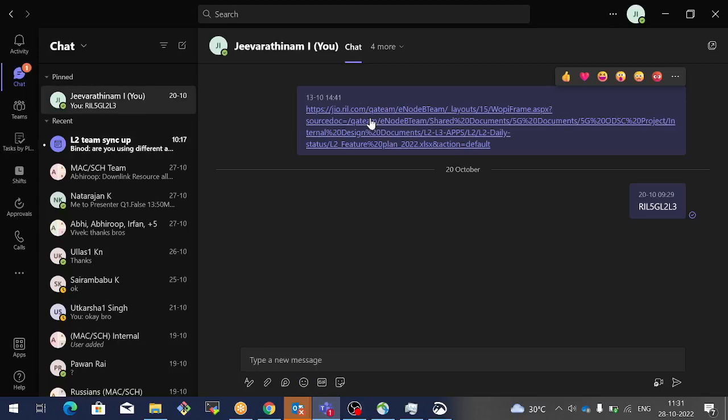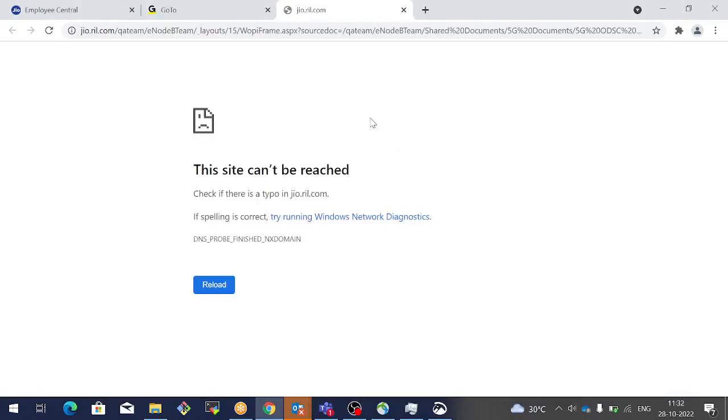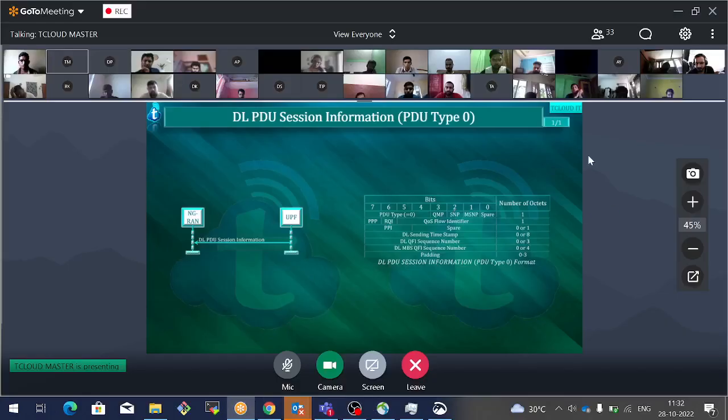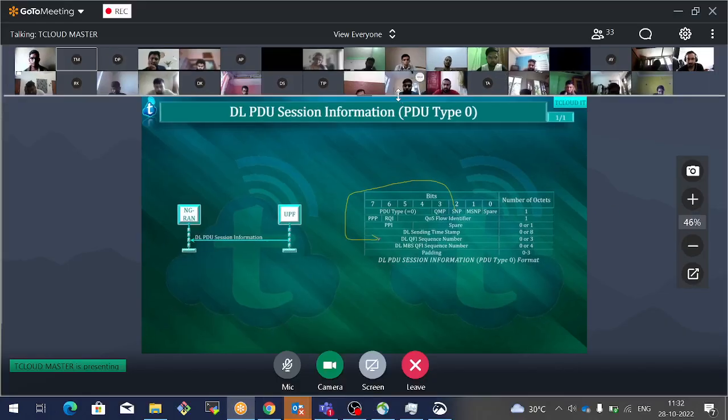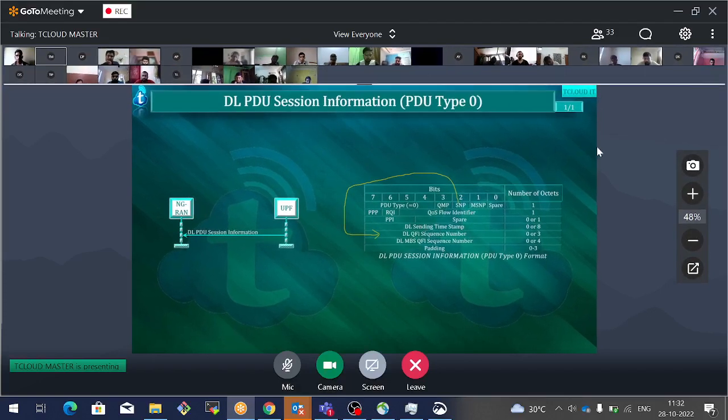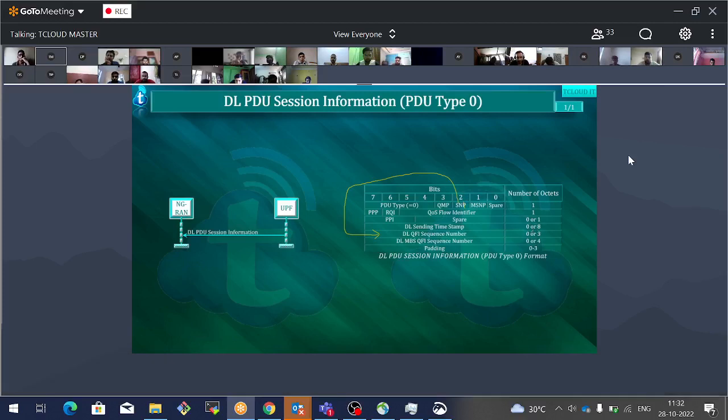So this SNP is for this downlink QFI sequence number. If this field is present, it is going to be of size 3 bytes. When the SNP bit is set to 0, then this field won't be present and this field itself will be completely missing. It is going to be considered 0 bytes.